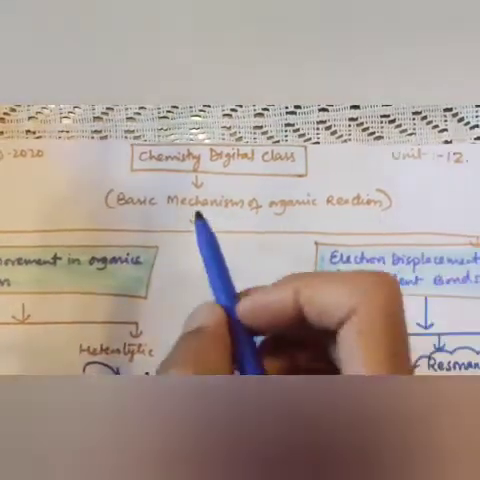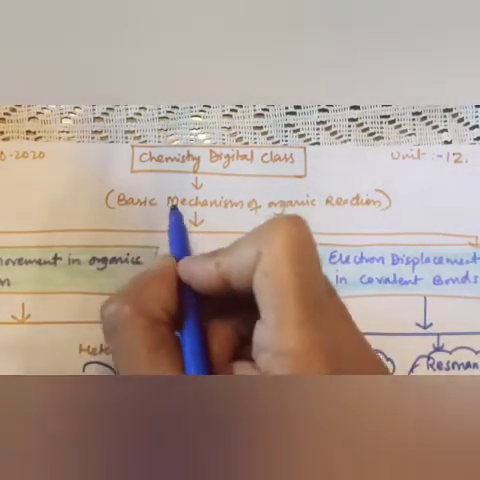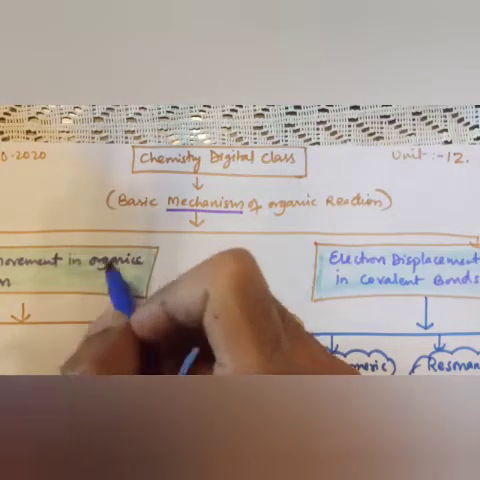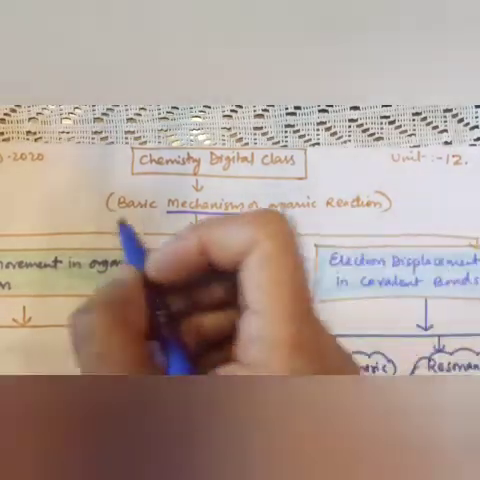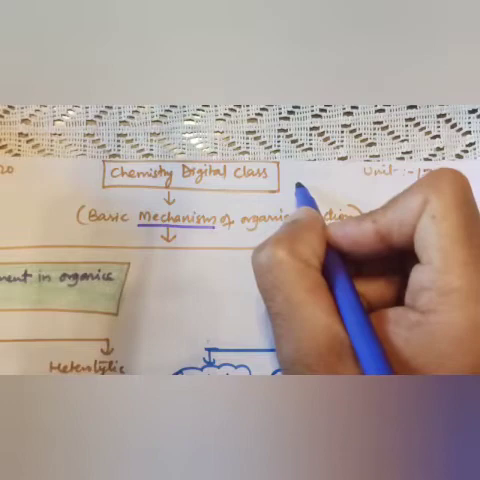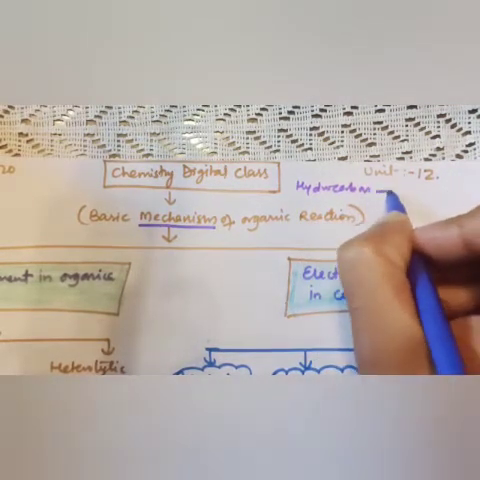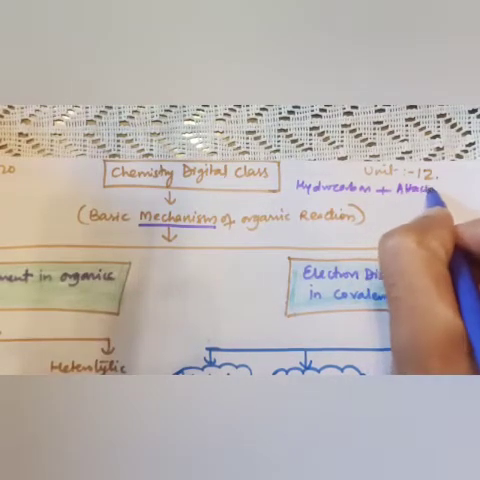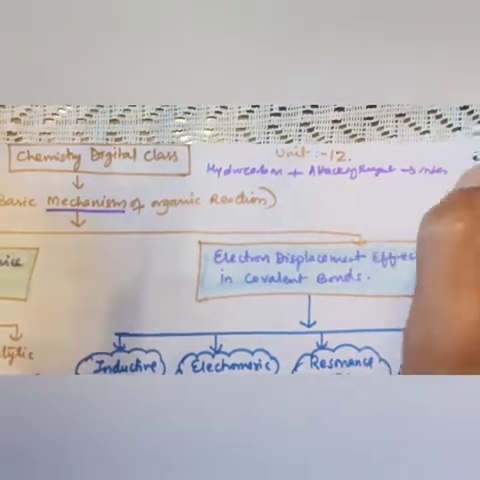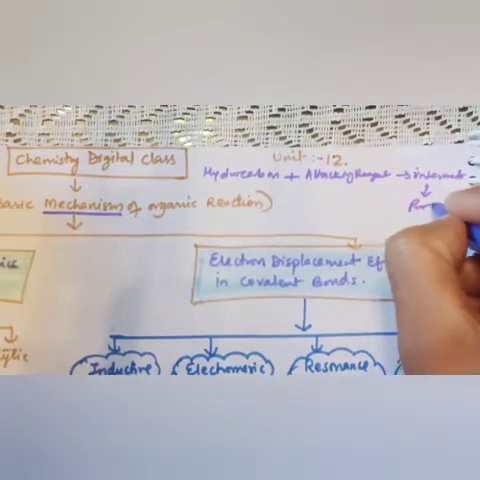So let us start today's topic. Today's topic is the basic mechanism of organic reactions, or the basic principle of organic reactions, in which we studied yesterday that a hydrocarbon will be treated with some attacking reagent and give an intermediate. Then from the intermediate it will get the product.